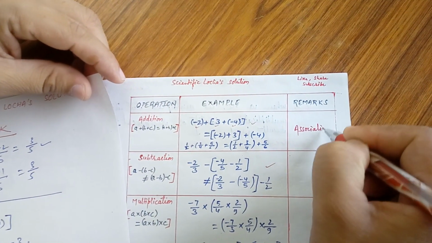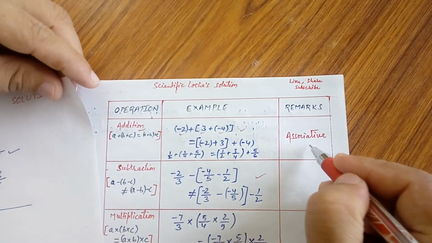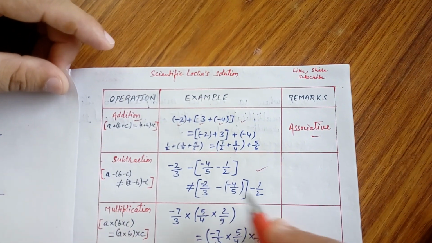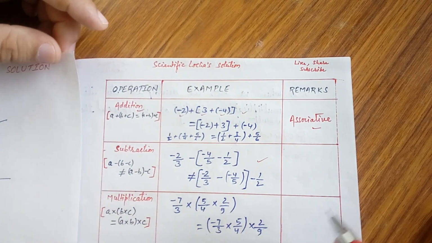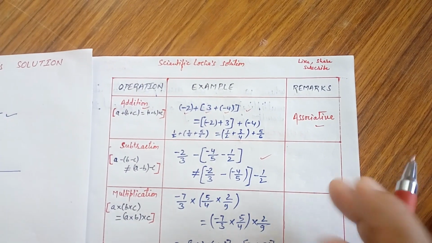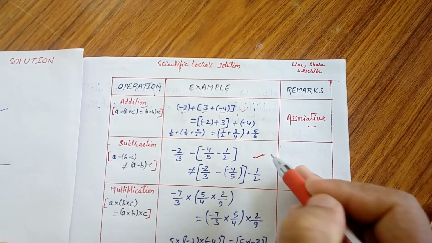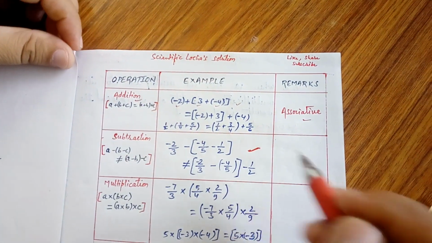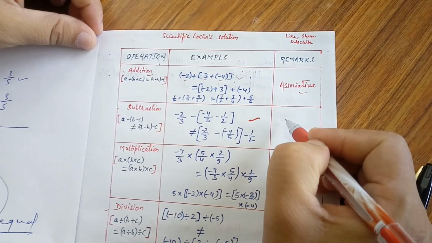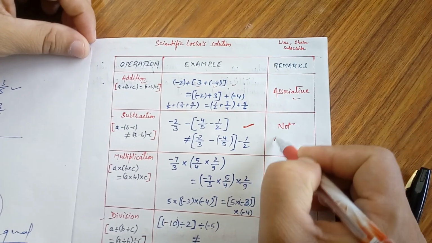Addition is associative. In the similar way, I don't have much time, so I am not showing all by doing. You will try it by yourself. In the subtraction it will not follow, so it is not associative.